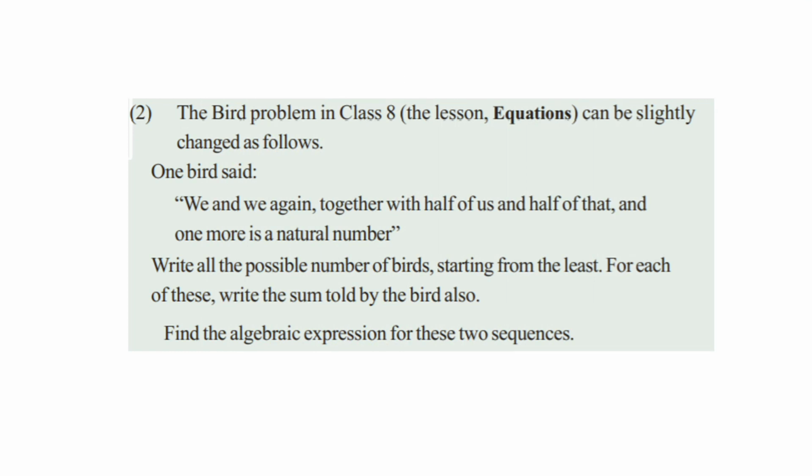Now the second problem, the bird problem in class 8 can be slightly changed as follows. One bird said, "We and we again, together with half of us and half of that and one more is a natural number. Write all the possible number of birds starting from the list. For each of these, write the sum told by the bird also. Find the algebraic expression for these two sequences."